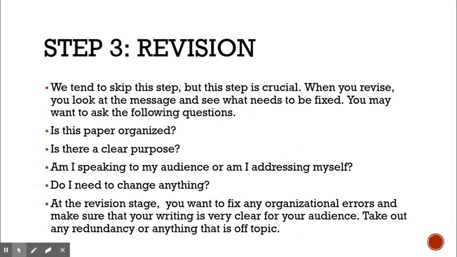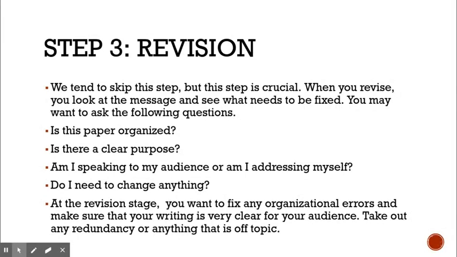Step 3 is revision. We tend to skip this step, but this is a very crucial step. When you revise, you look at the message and see what needs to be fixed. You may want to ask the following questions: Is this paper organized? Is there a clear purpose? Am I speaking to my audience or am I addressing myself? Do I need to change anything?